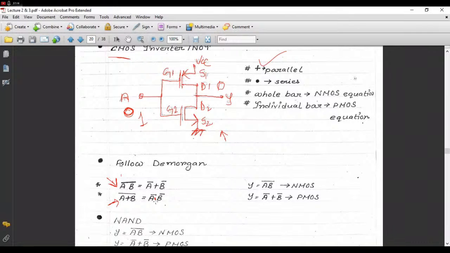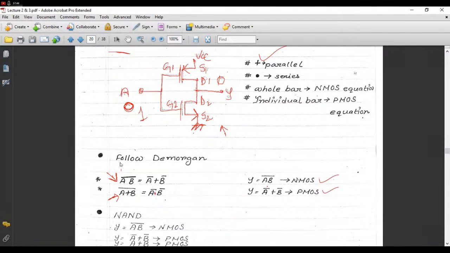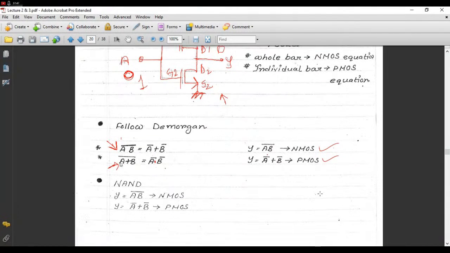So now, what is the most important part? An equation with the whole bar represents NMOS configurations in our design. We haven't started the design, but you must remember that. And an equation with individual bars represents PMOS configuration. Just remember that. Do we know De Morgan's theorem or not? Yes, sir, we know.